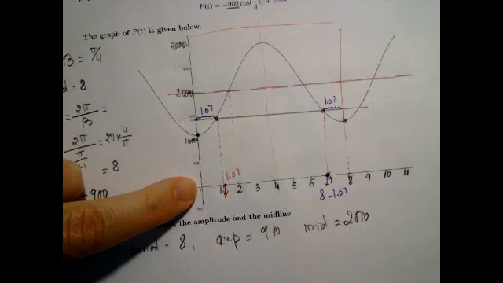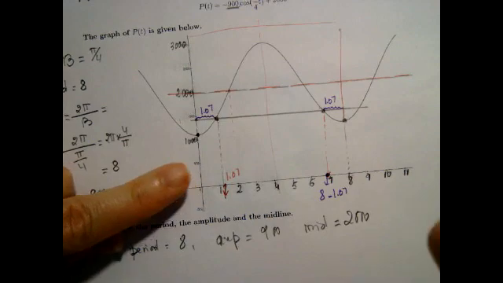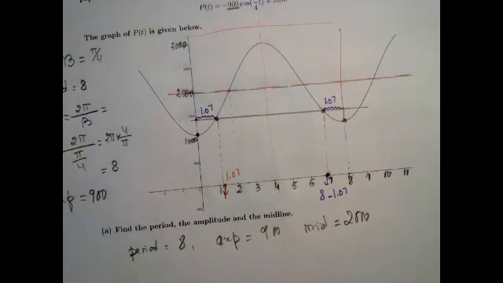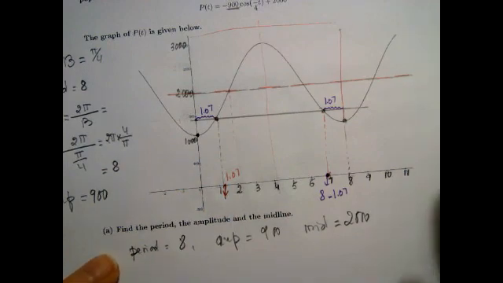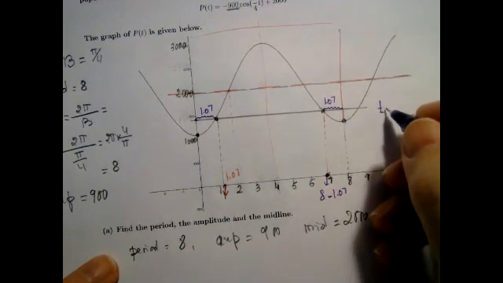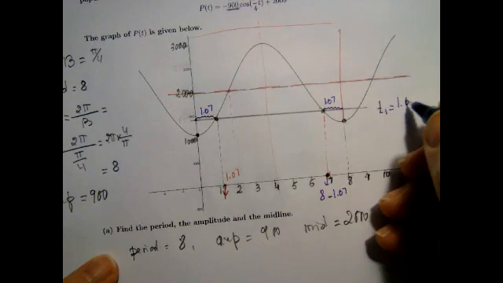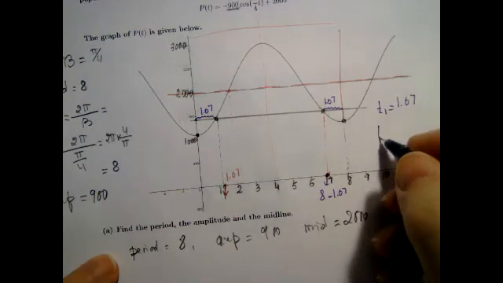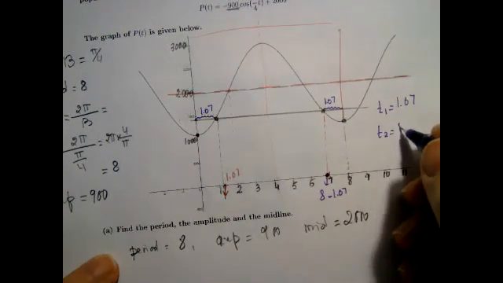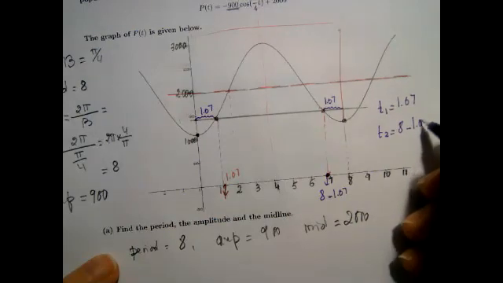Okay, so the second value we get just by looking at the graph and realizing there is total symmetry in this graph, and that's the one that we're going to be using. So the values will be, the first one is 1.07, and the second one is going to be 8 minus 1.07.